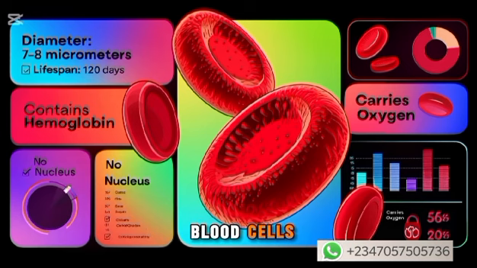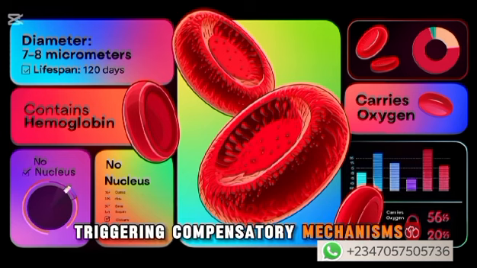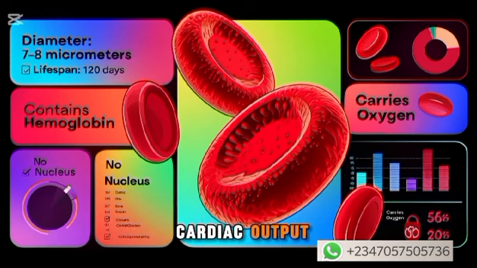Hemoglobin within red blood cells is responsible for oxygen transport to tissues. A reduction in hemoglobin results in tissue hypoxia, triggering compensatory mechanisms such as increased cardiac output and enhanced erythropoietin production.